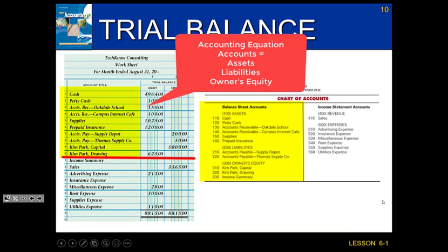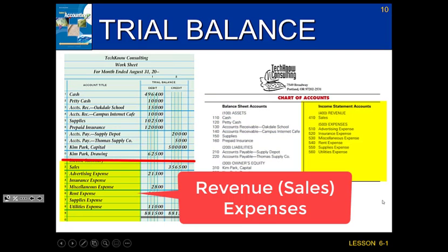So the top, above the income summary, is the left side of the chart of accounts, or the balance sheet: assets, liabilities, owner's equity. Below the income summary imaginary line are the right side of the chart of accounts, or our revenue and expenses, which get recorded on our income statement.